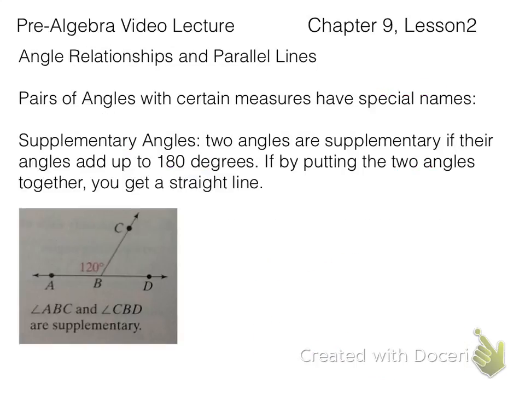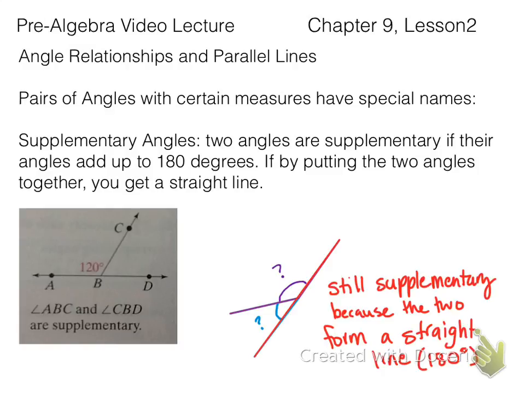Okay, so pairs of angles that contain certain measures have special names. If I put two angles together, and by putting those two angles together I get a straight line, I have what's called supplementary angles. The two angles together equal 180 degrees, or a straight line, which means the two angles together are supplementary angles. So if I have an angle and I add another angle and the two angles together give me a straight line, that red line right there, they are still supplementary because the two form, excuse me, not a right angle, a straight line.